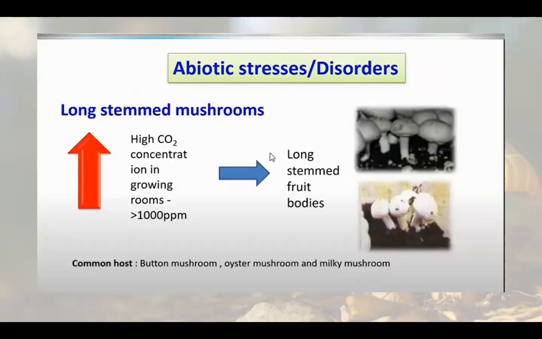Abiotic stresses. In the last class, whatever we have seen, they are affecting mushroom production. It can be temperature, it can be pH, it can be anything. So when carbon dioxide concentration increases, what happens?